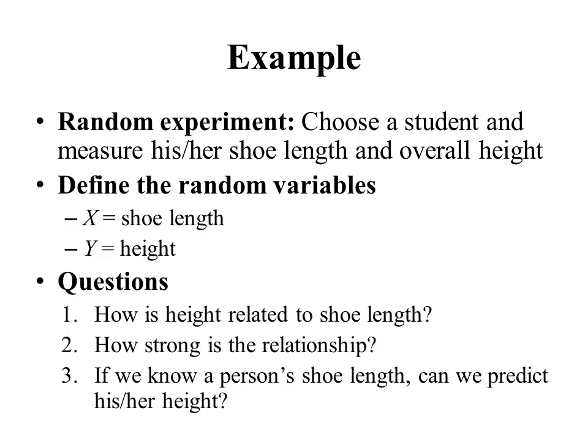Now some specific questions we might ask about this scenario are, number one, how is height related to shoe length? Or in terms of x and y, how is x related to y? Number two, how strong is that relationship? So if there is a relationship between x and y, just how strong is it? And then number three, if we know a person's shoe length, can we predict his or her height? Or in terms of x and y, if we know the value of x, can we predict the value of y? These are the types of questions that we're going to be trying to answer here in this chapter. This section is going to be these two questions. The next section will be the third question.